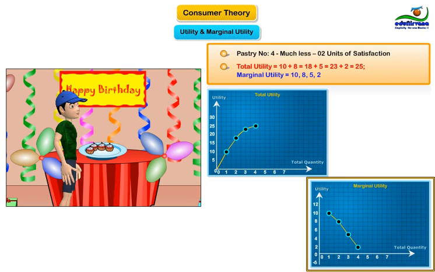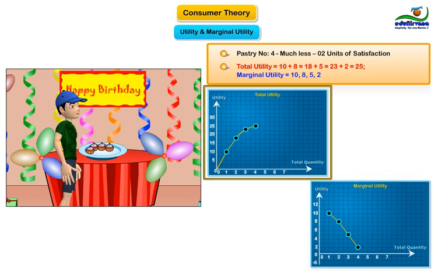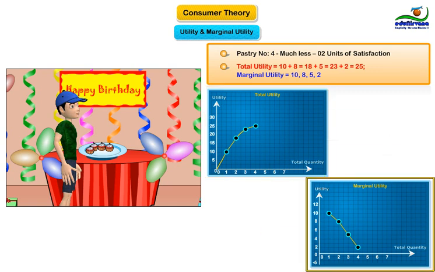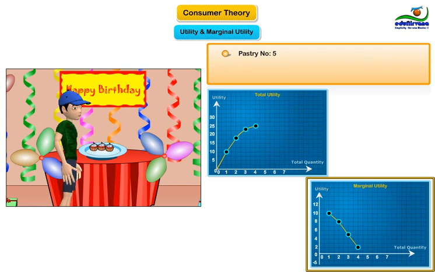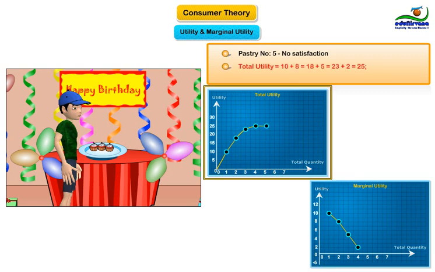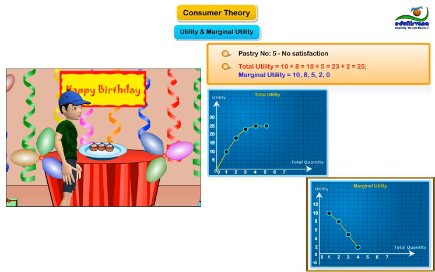Till this stage, there is an increment in the overall satisfaction level with every addition eat, as the total utility is increasing. However, please notice that the marginal utility decreased over time. Pastry number 5 did not make you any happier, so there is no incremental increase in satisfaction level. Total utility remained the same as 25. Marginal utility therefore decreased to 0.